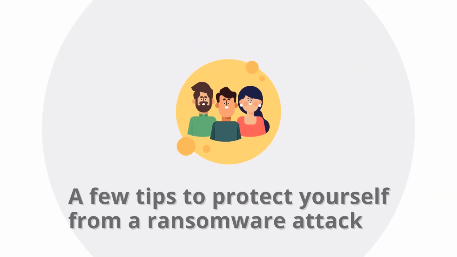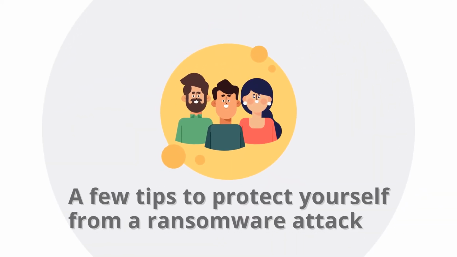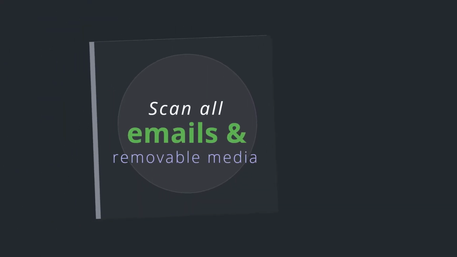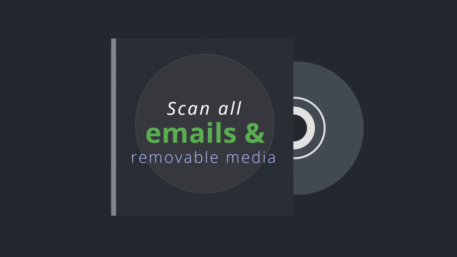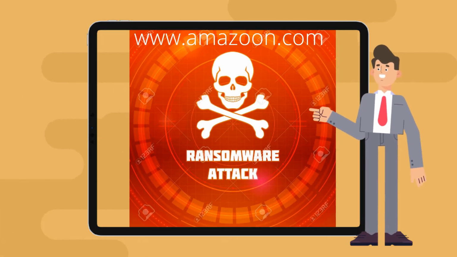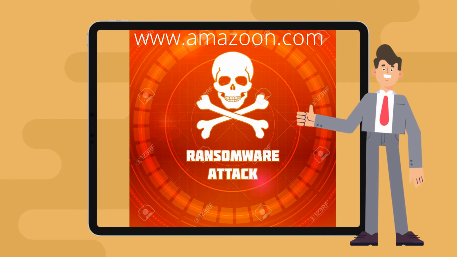Here are a few tips on how you can protect yourself from a ransomware attack. First, make sure to keep your system updated. This reduces the attack surface an attacker can exploit. Second, scan all emails and removable media using a reputable antivirus software solution. Next, block known ransomware sites so employees don't accidentally navigate to them.